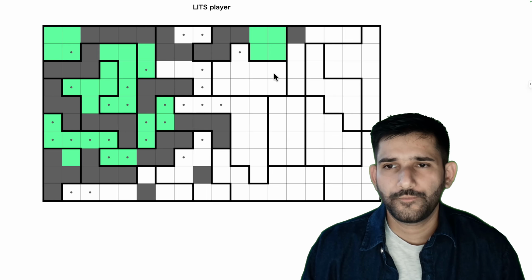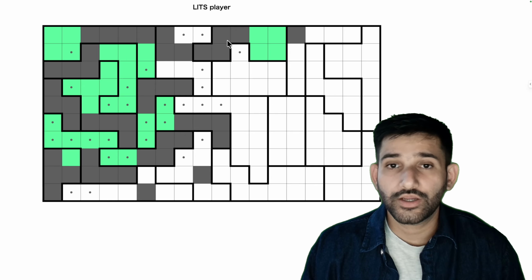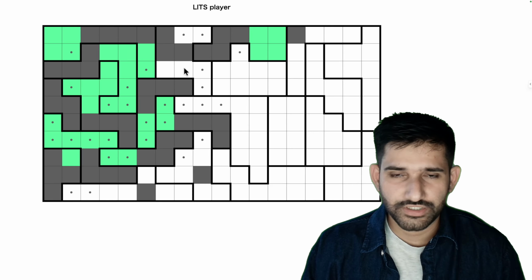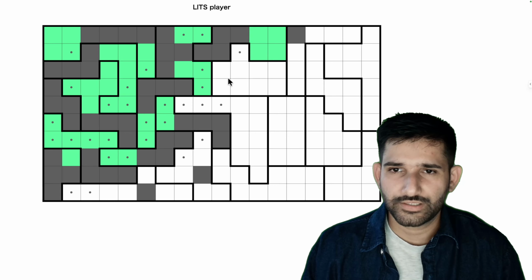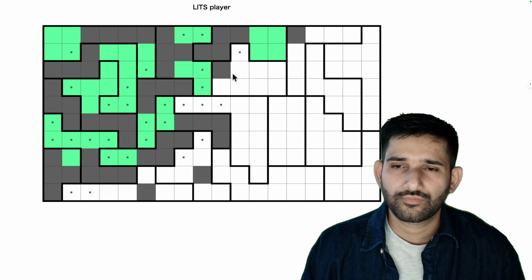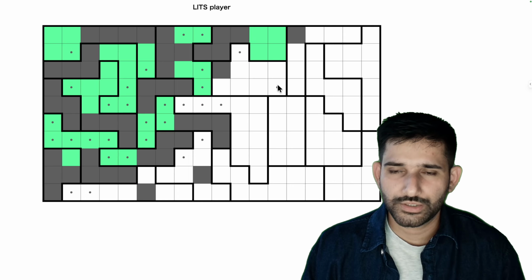And now we have to think again. Okay, now look at this. This is a Z-shaped tetromino. So this one cannot be a Z shape. So it has to be a T shape. That's right. Now this one again has to connect up somewhere and there's only one place and that is here. And now with this, I can never reach this.